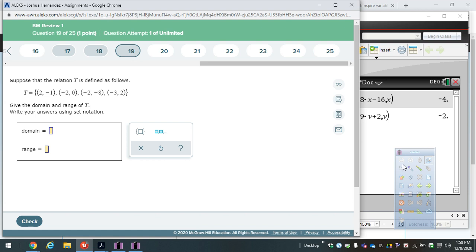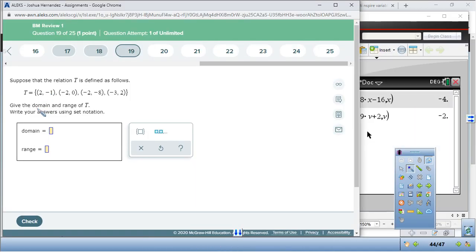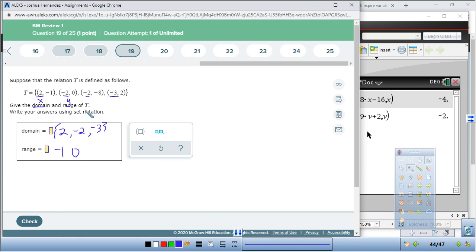Domain and range, right? Domain. So the domain for this one is your x values, range is y values. So these are the numbers I would put. I would just put 2, negative 2, and negative 3, and put them in brackets. Range: 3, negative 1, 0, negative 8, and 2. These are like squiggly lines or brackets. They call them braces actually.